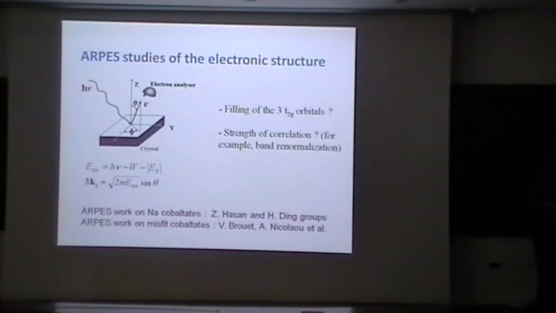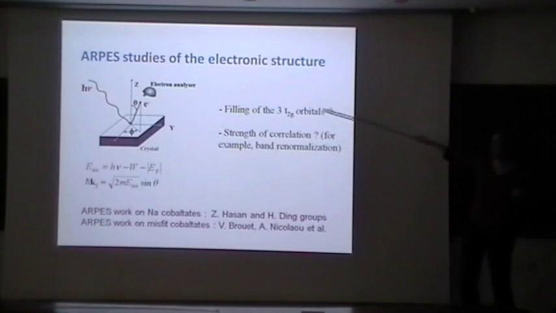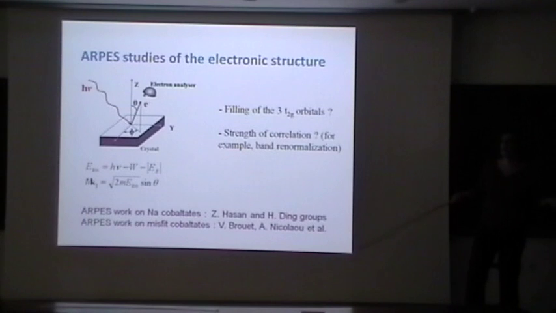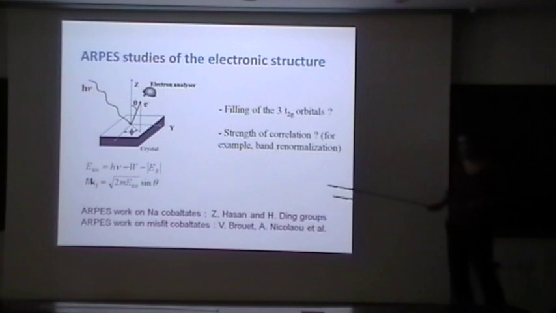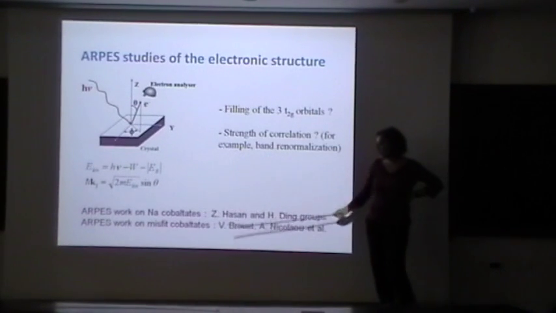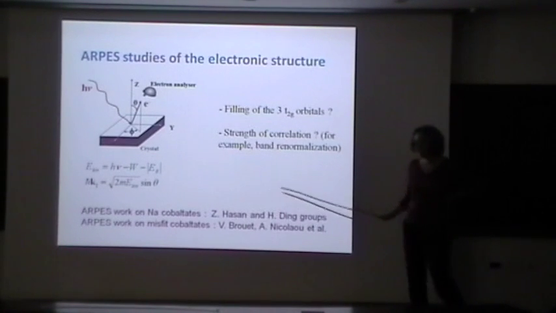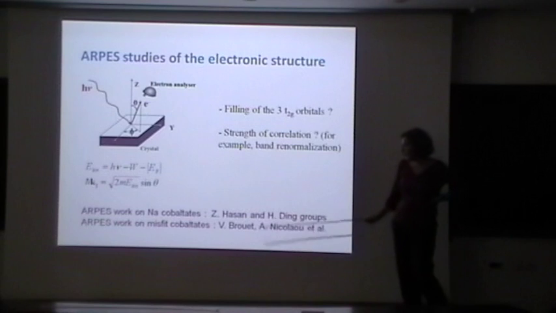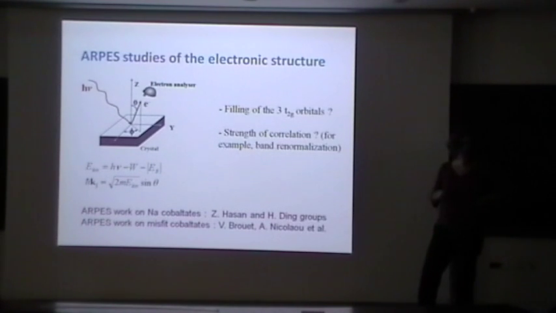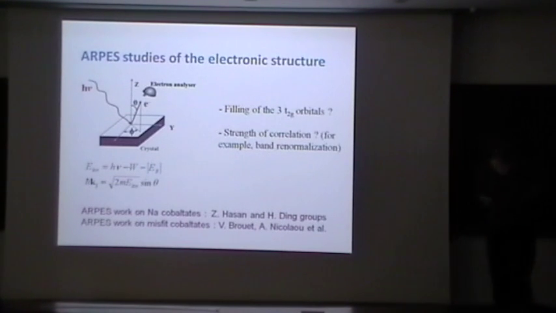Okay, so I will now discuss a little bit what we see with ARPES. I don't have much to say about ARPES after the nice lecture by Adam Kaminski. I just recall that the things we are interested in are two basic questions. What orbitals do we have at the Fermi level? And how could we quantify the kind of correlations we have in these phases? For ARPES on sodium cobaltates, I will refer mainly to the work of the groups of David Hassan and Hondi, and for ARPES on misfit cobaltates, mainly to the work I've been doing with Alessandro Nicolò, who is also here and will present a poster on this topic today.